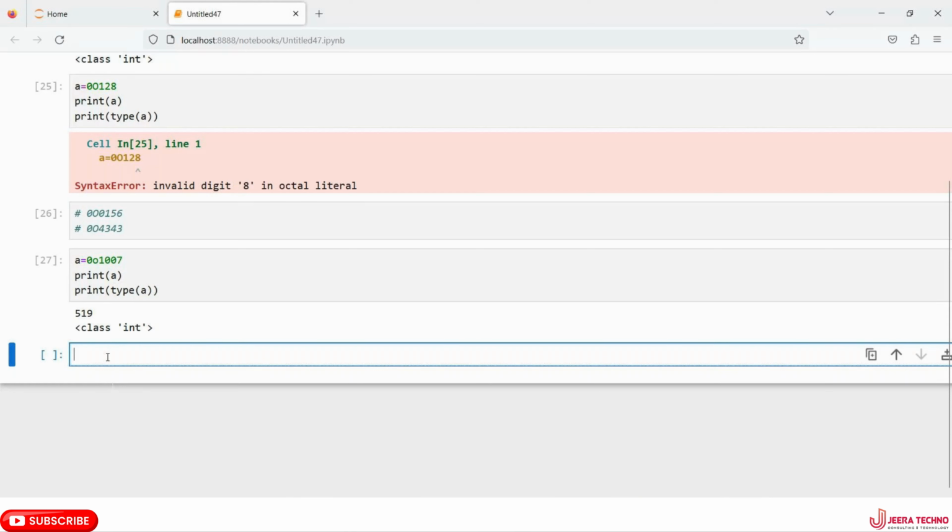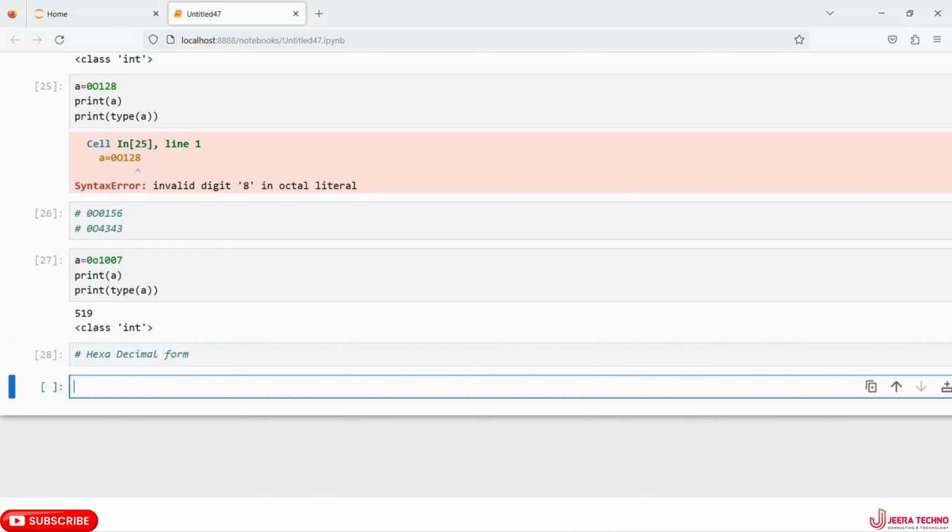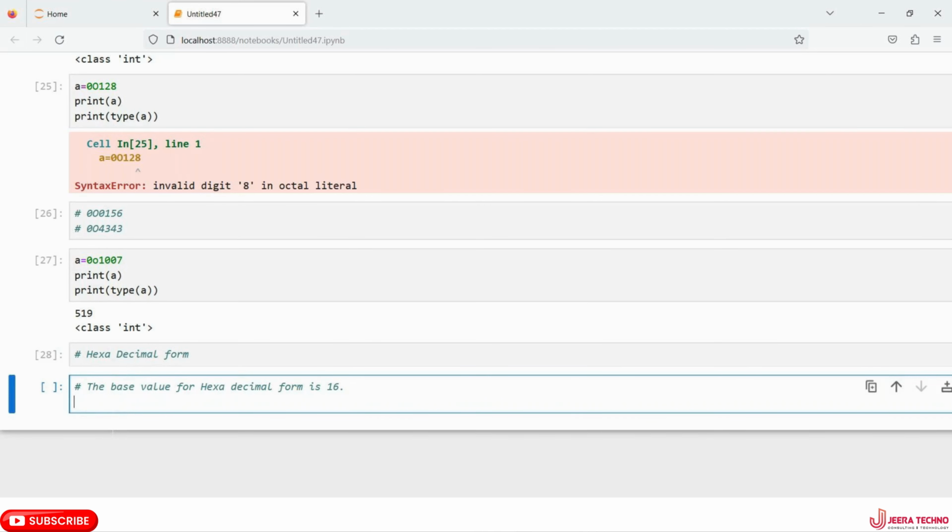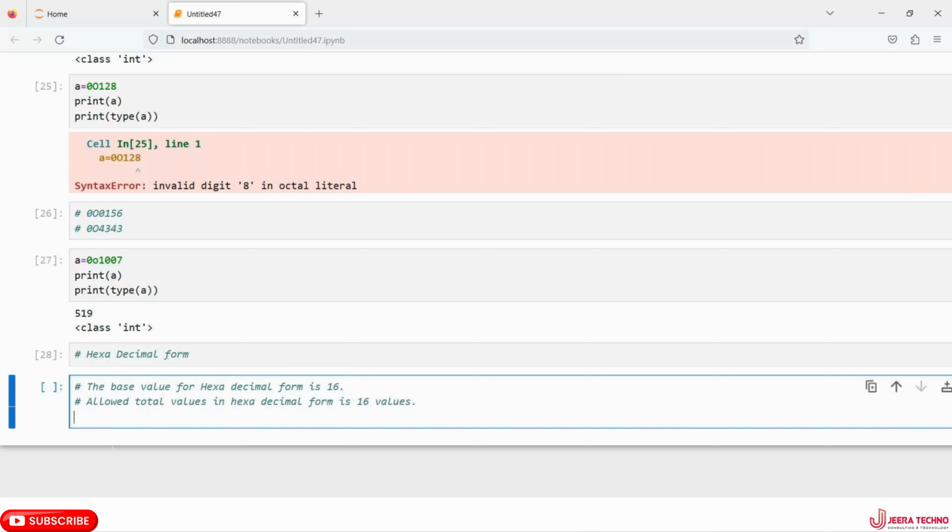Now let's see the hexadecimal form, right? What do we mean by hexadecimal form here? The base value for hexadecimal form is 16. Okay, sir, how come 16? Hexa means it is 16 only. Now here the total allowed values in hexadecimal form are 16 values. How come 16 values?